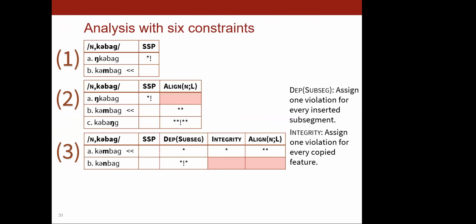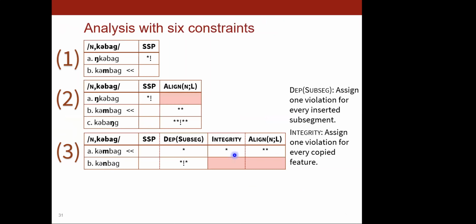The next two constraints are dep subseg, which assigns a violation for every inserted subsegment, and integrity, which assigns a violation for copying. And what these two constraints do is they regulate the place feature of this nasal. So we see that in the observed output in kumbag, the nasal feature copies the place of the following obstruent. That's why it is realized as an M before a B, but as a ng before a K, and as an N before a D. So it's copying the place of the following obstruent.